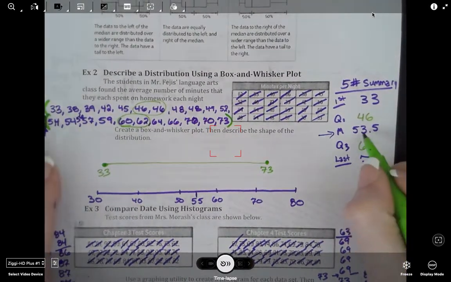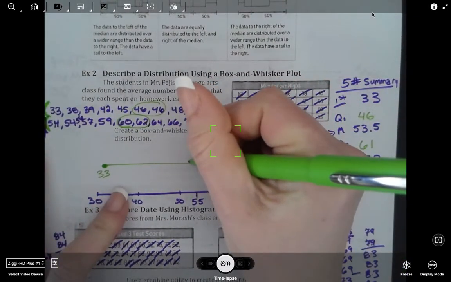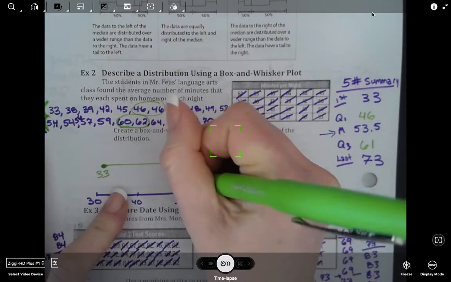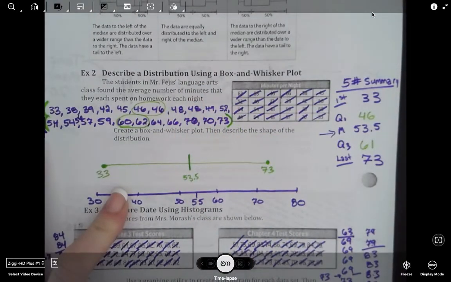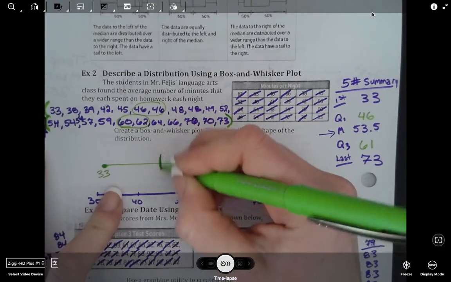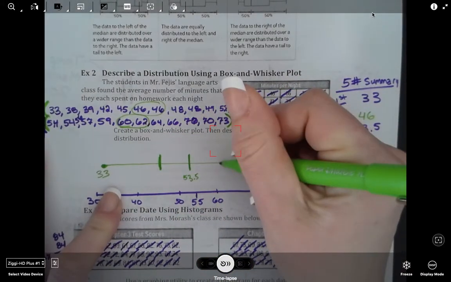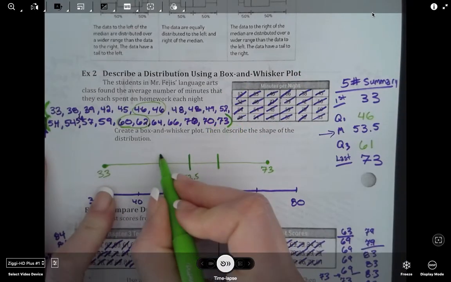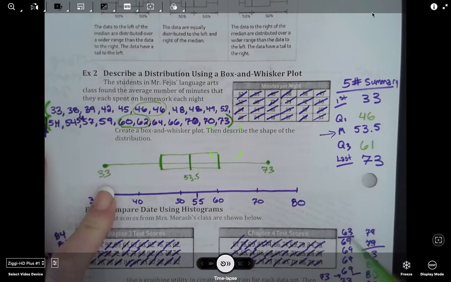Now I need to figure out where my box is going to go. My middle number is 53.5, which is about here. And then I have 46, a little over halfway, and 61, right there. Here is my box, and there are my whiskers.